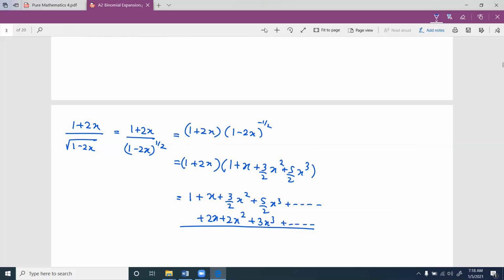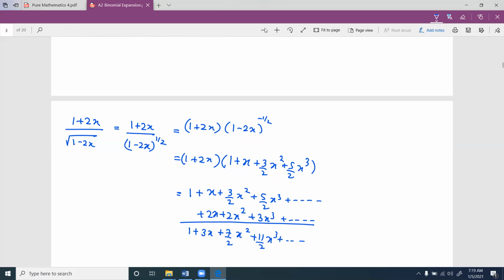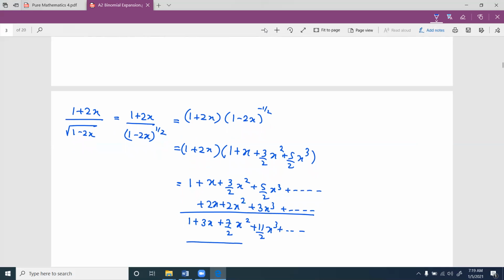Then if you write it, it turns up to 1 plus 3x, plus 3 over 2 plus 2 is 7 over 2 x to the power 2, plus 5 over 2 plus 3 is 11 over 2 x to the power 3. Like that it goes on. So we can write the answer in this format. That's a way of getting this answer.